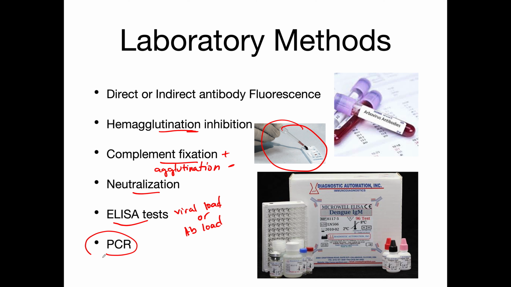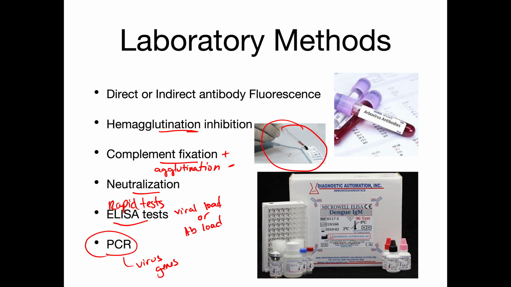And then the most common nowadays is PCR. Polymerase chain reaction is looking for virus genes. It's a way to genetically search an organism to look for a very specific gene sequence or genetic sequence that is unique to that organism. PCR and ELISA tests are the most common. ELISA, these are your rapid tests.